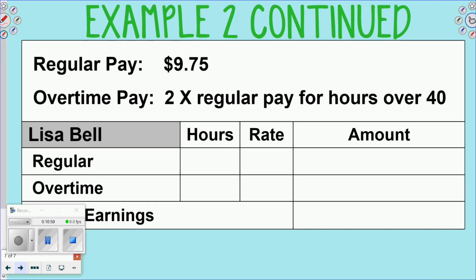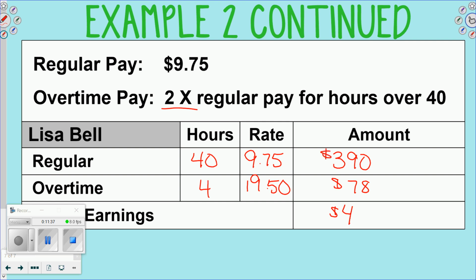All right, and then figuring out the rest of it. So I had 40 regular, which then is 4 overtime. This was $9.75, and some of you did not read carefully. Overtime rate is $19.50 because it's double time. Some of you did time and a half again. It's 2 times. So that's going to be $19.50. So my regular pay, 40 times $9.75 is $390. 4 times $19.50 is $78. For a total of $468.